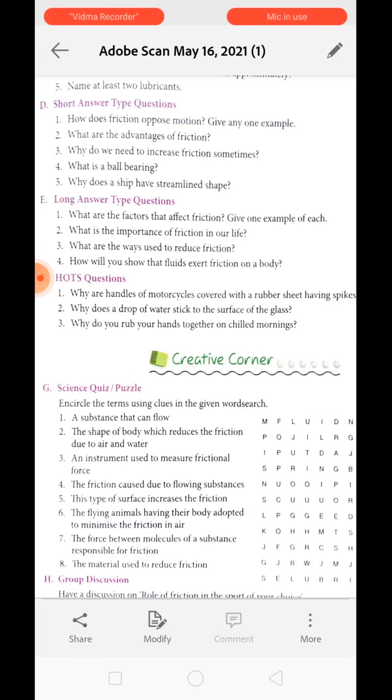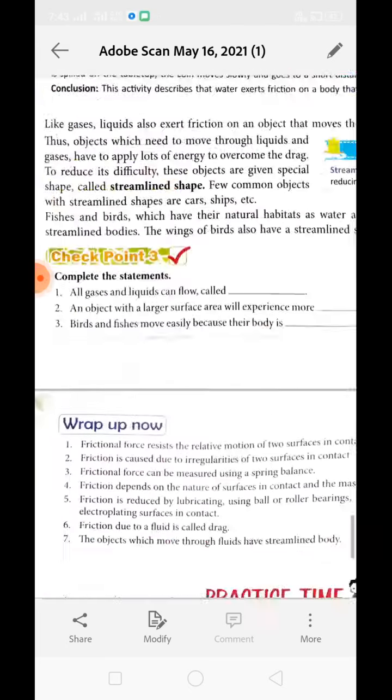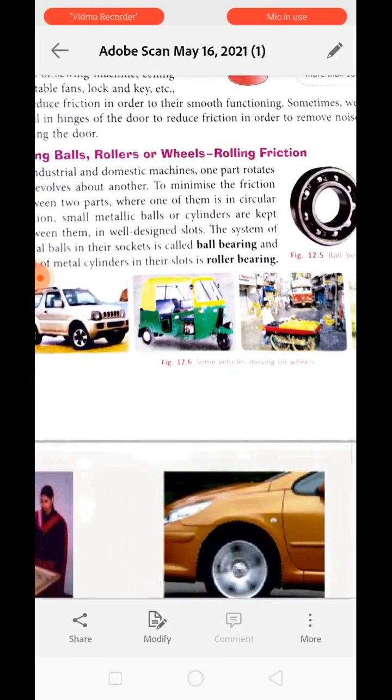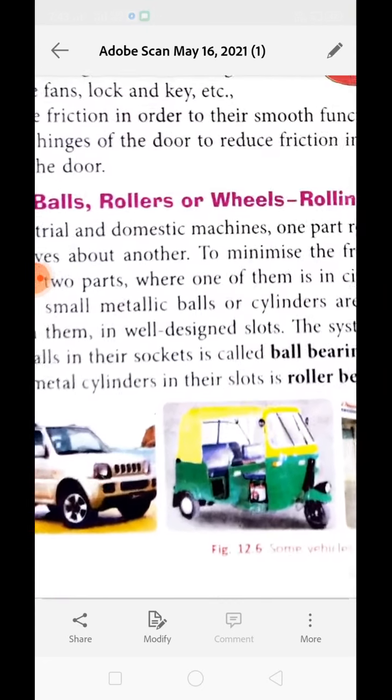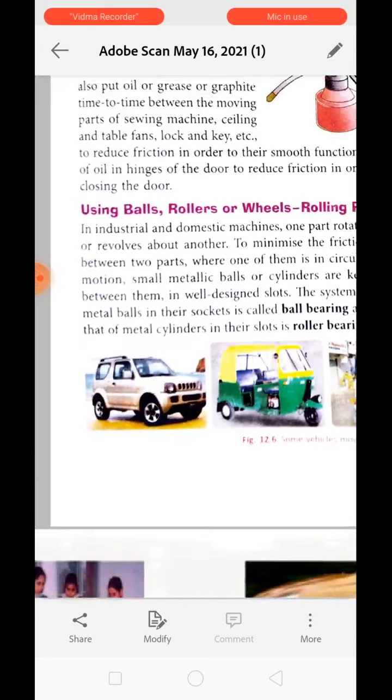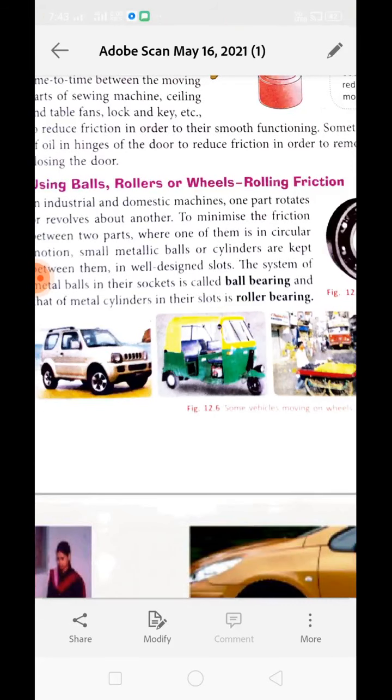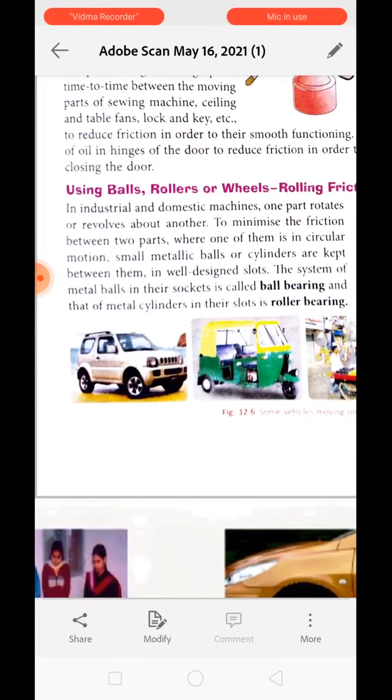Okay, next is 4, what is ball bearing? Ball bearing is given in the book. See over here. To minimize friction between two parts of machine where one of them is in circular motion, you can see second line of using ball and roller bearing to minimize the friction between two parts where one of them is in circular motion. Small metallic balls or cylinders are kept between them in well designed slots. The system of metal ball in their sockets is known as ball bearing.